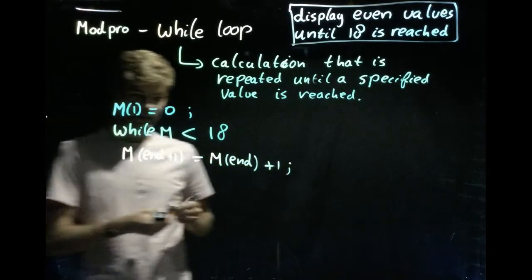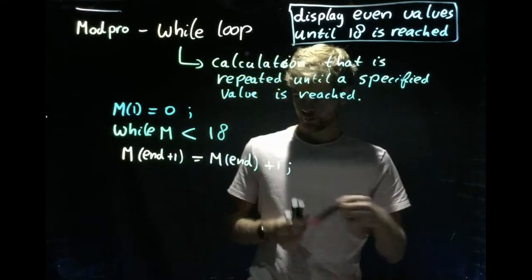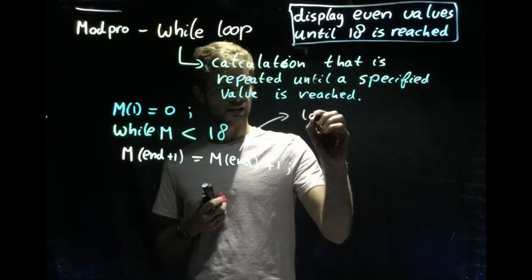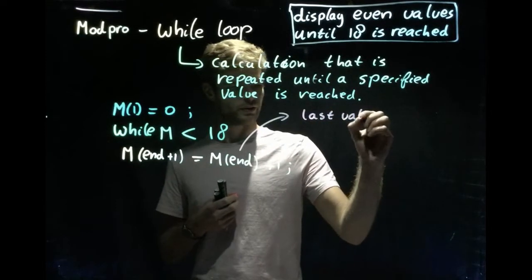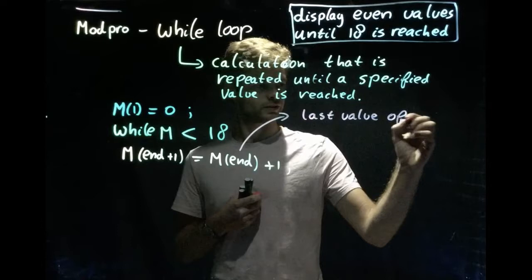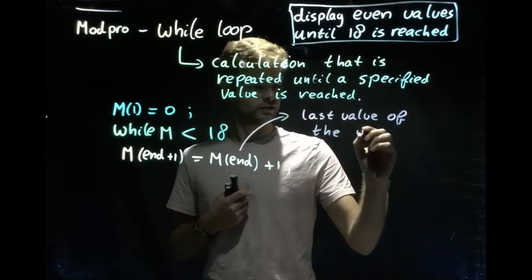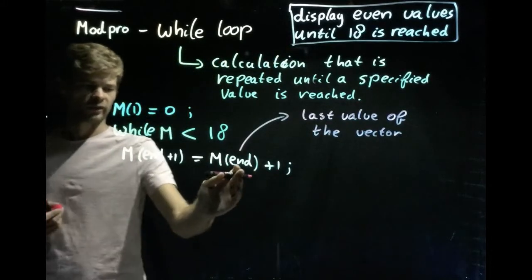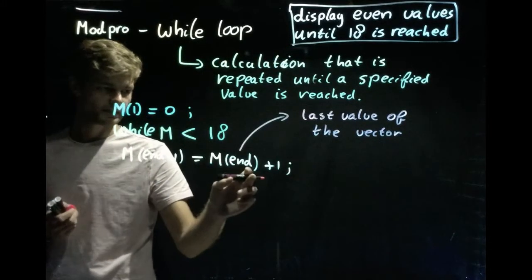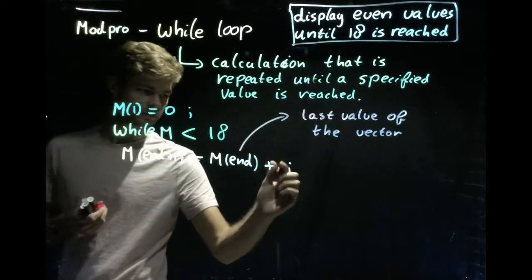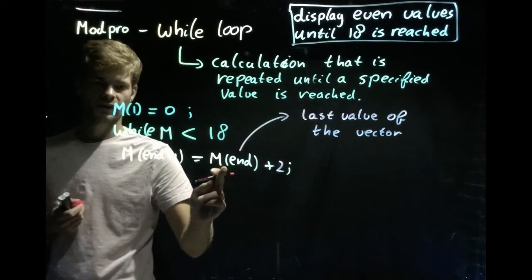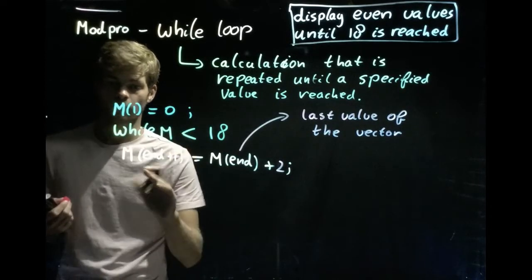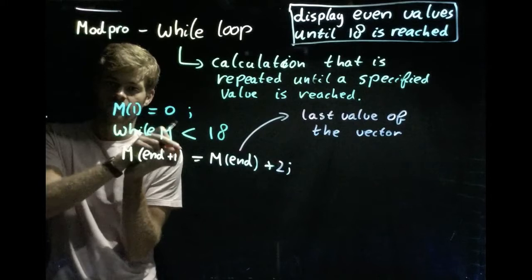So, and what do I mean by end? Well, I'll explain. End is the last value of the vector. So the last value of the vector m, and over here I'm going to add the value of 2 to this last value, and over here I create a new value below the value m, so my vector will be one item longer.